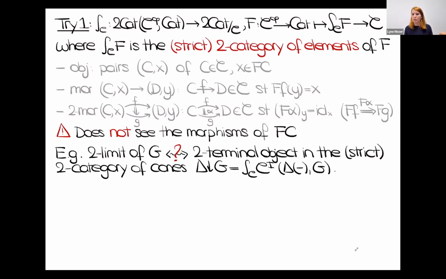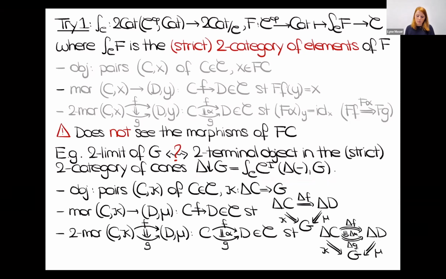So for example, in the case of 2-limits, do 2-limits correspond to 2-terminal objects in this strict 2-category of cones, which is defined as this Grothendieck construction? In this strict 2-category of cones, we again have as objects the cones with summit C over G, and then the morphisms are the morphisms in C making the cones commute, and this is where the strict comes from, because the cones commute on the nose. And then the 2-morphisms are the 2-morphisms in C making these cones commute again.